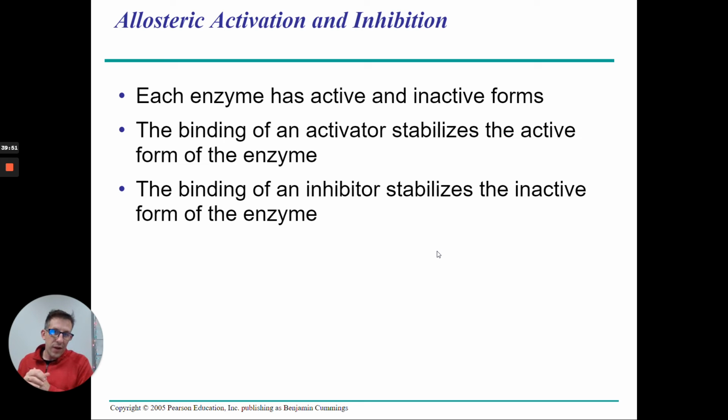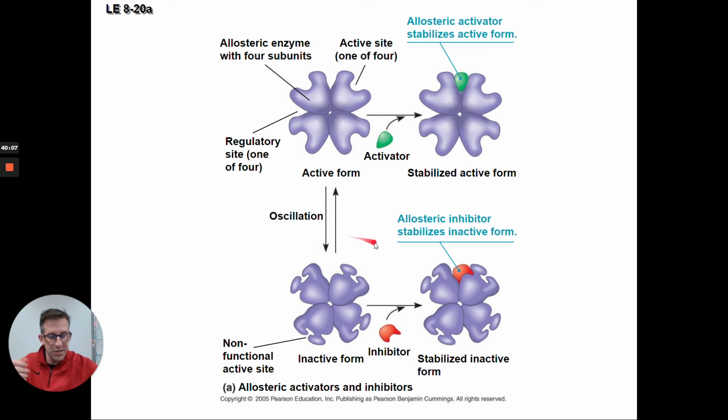So allosteric regulation acts through activators, which you see right here. Activators, which are specific molecules that will work to stabilize the active form of the enzyme. But they also work through inhibitors, which will help stabilize the inactive form. This is easier seen with a picture here, okay? So some of these allosterically regulated enzymes will actually oscillate between their active and inactive forms.